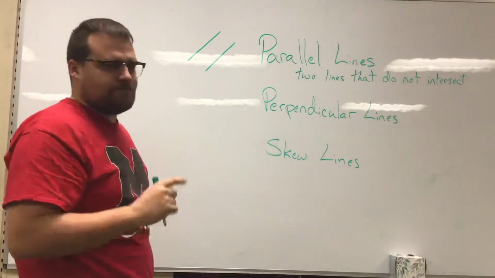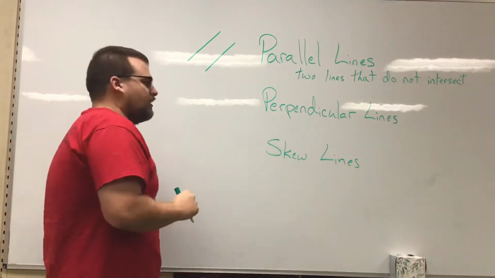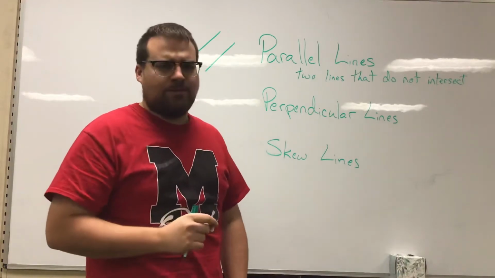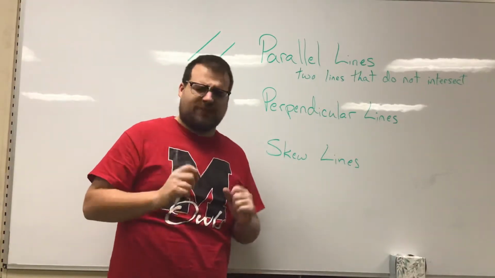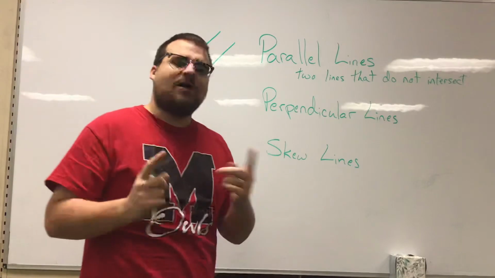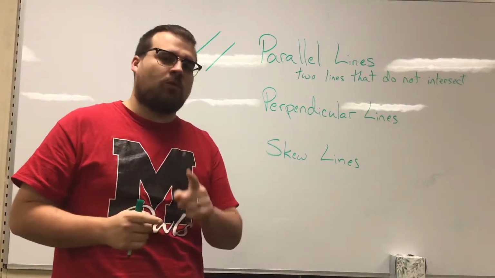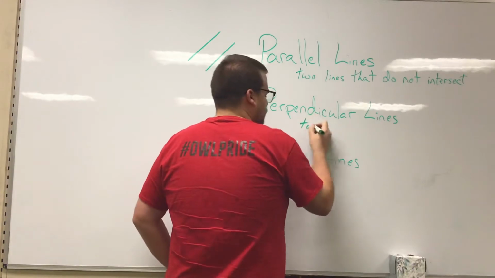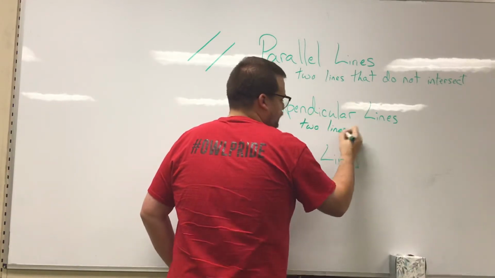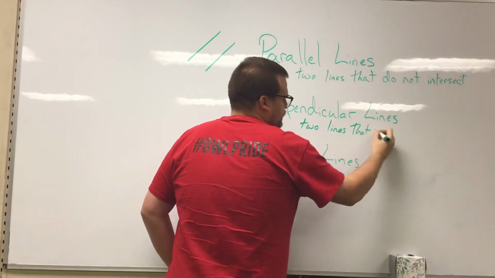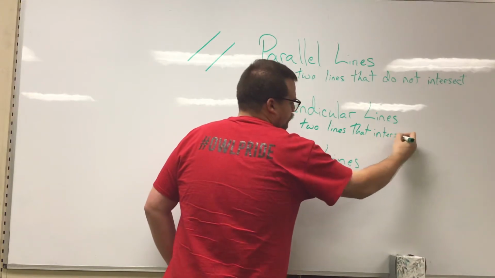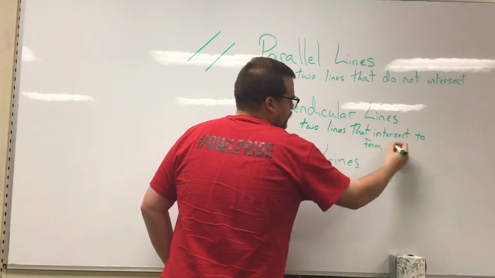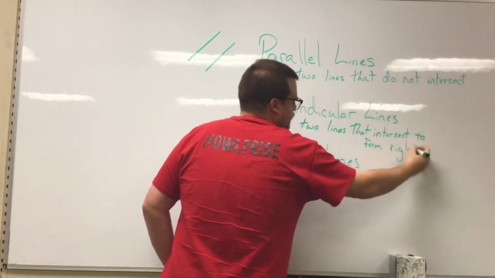Perpendicular lines are kind of the opposite of that. Perpendicular lines are two lines that do intersect, but they intersect perfectly. What do I mean by that? I mean they intersect to form right angles. So perpendicular lines are two lines that intersect to form right angles.